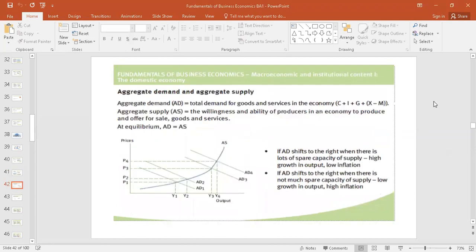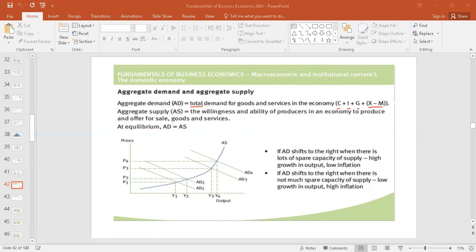Moving ahead, we talk about aggregate demand and aggregate supply. Aggregate demand is equal to the total demand for goods and services in the economy. Aggregate talks about the total. Total of what aspects? We have C, we have I, we have G, then X minus M. X is exports, M is imports.